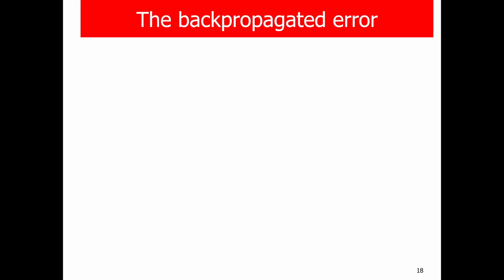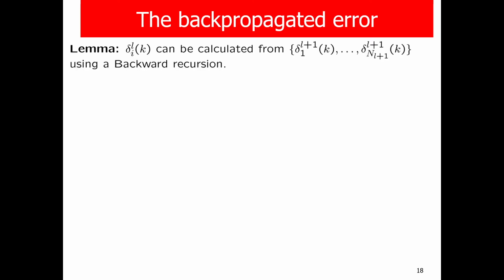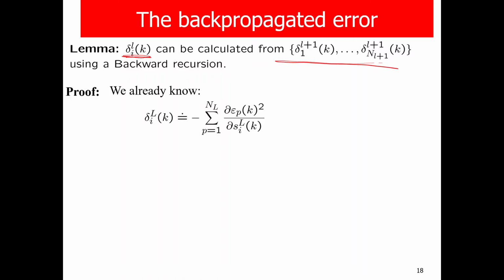Finally, we are ready to state the following lemma. This lemma claims that the backpropagated error delta_{l,i}^k can be calculated recursively from the backpropagated errors on the next layer l+1. We will prove this lemma now. We already calculated delta_{L,i} on the very last layer, and it was this expression here.